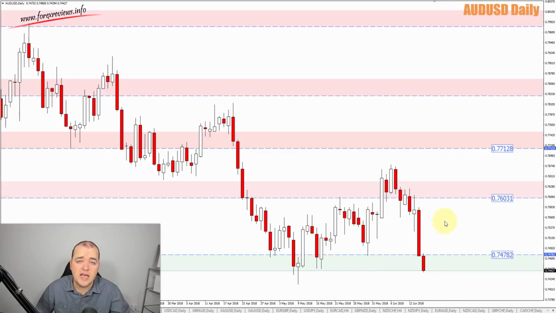Okay, next pair to cover is AUD/USD, and I'm on the daily chart. Now AUD/USD recently retested the 76 zone area. It did test this area quite deeply before the bears took control, pushing price strongly to the downside all the way back down to retest the 74.78 zone area.